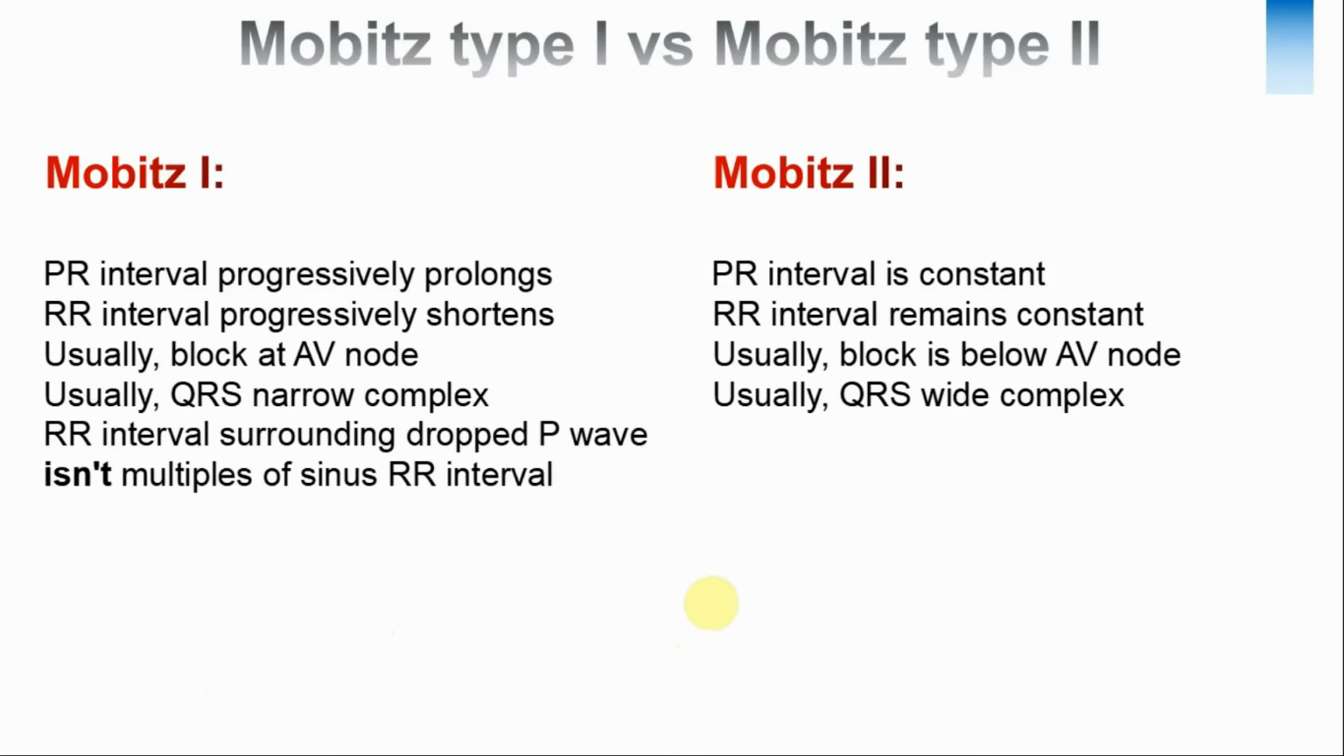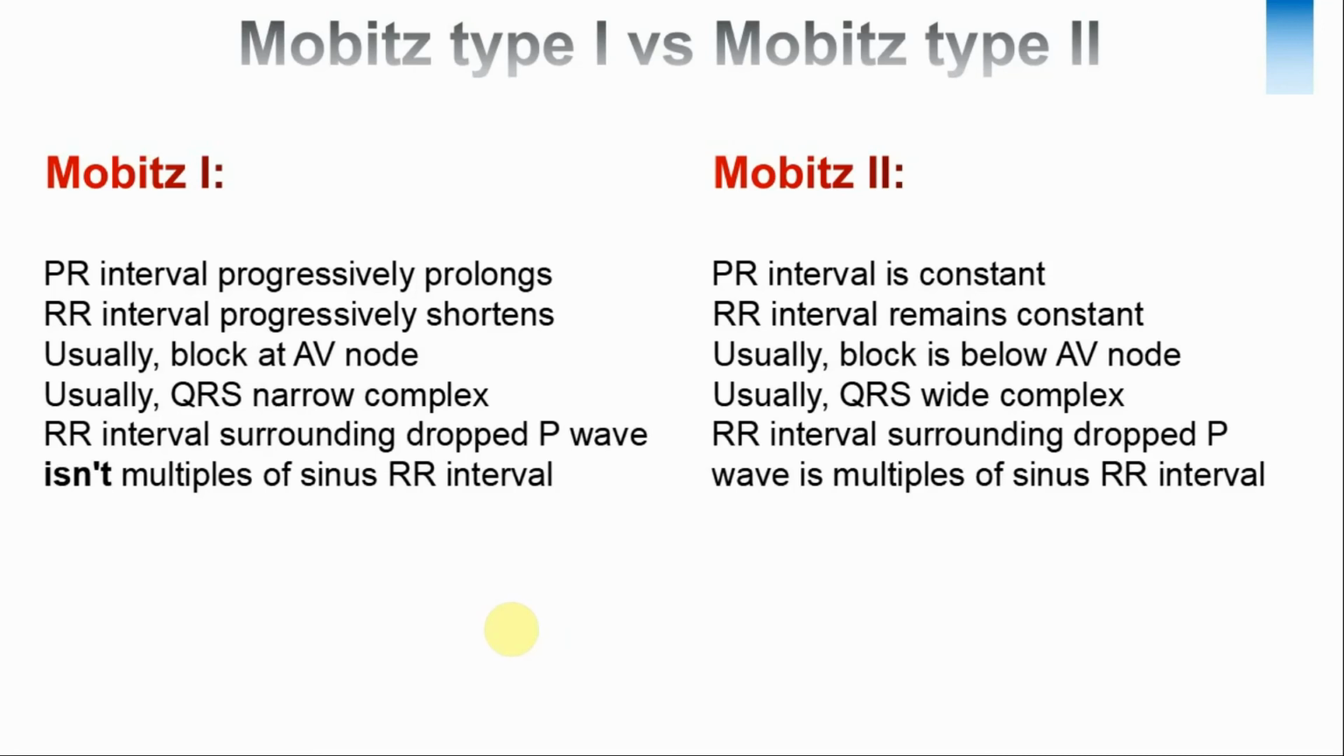Now, this is very interesting. In UpToDate, they have some discussion about it: if there is a dropped or non-conducted P wave in Mobitz type 1, the RR interval from before and after is not a multiple of the RR interval before. But in Mobitz type 2, if you find a dropped beat or non-conducted P wave, identify the RR interval before and after, and you will find that the interval is a multiple of the RR interval prior to that. I'll show you some more ECGs later and explain this finding.